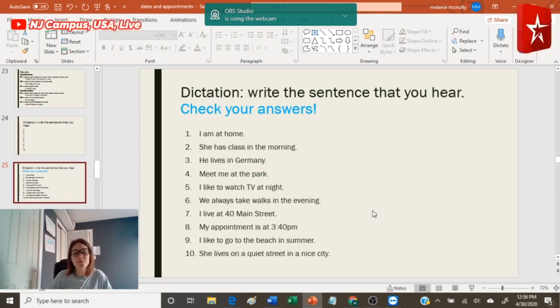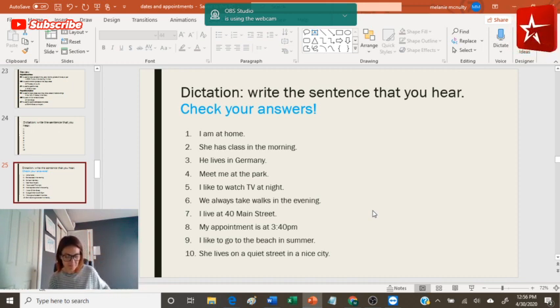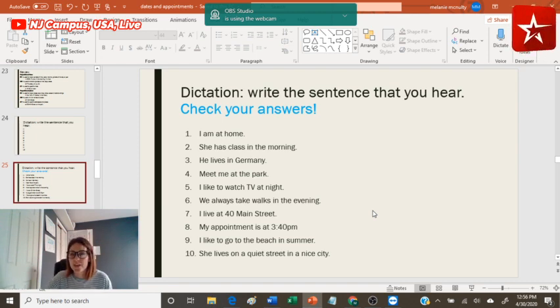Okay, I'll leave this up for a minute so you can check your answers, or you can practice your pronunciation with these sentences. These are some good sentences to practice pronunciation with. All right. I hope everyone enjoyed the lesson.